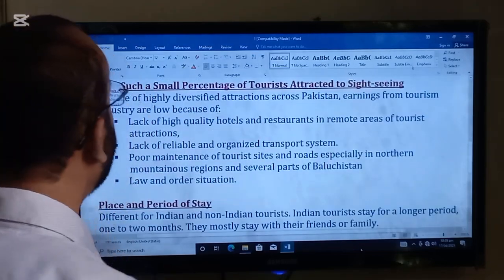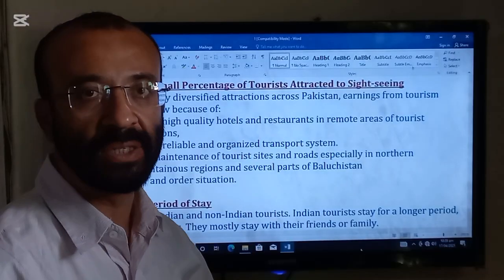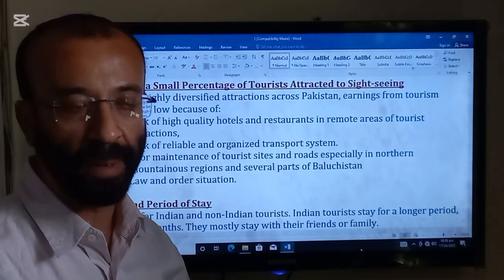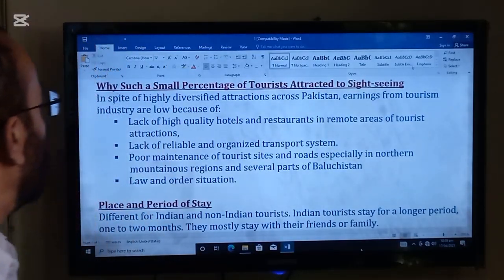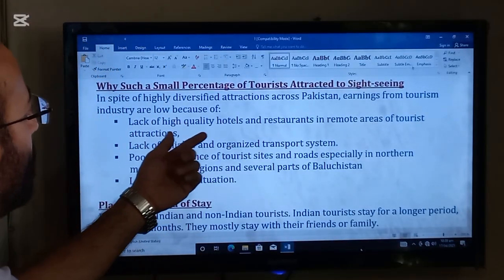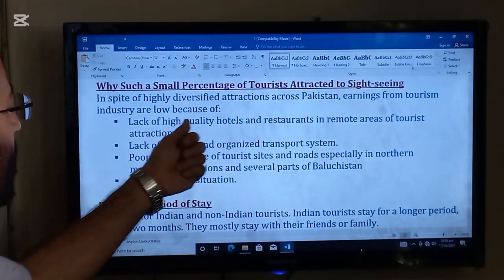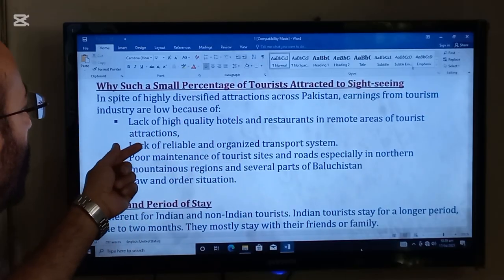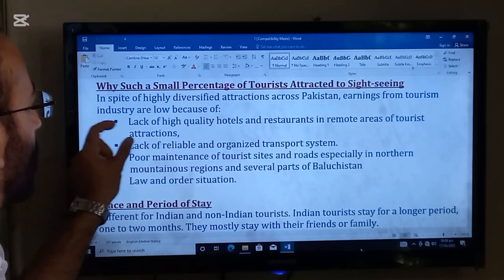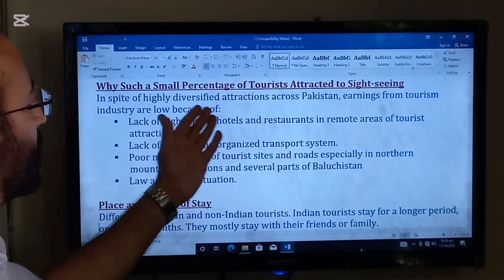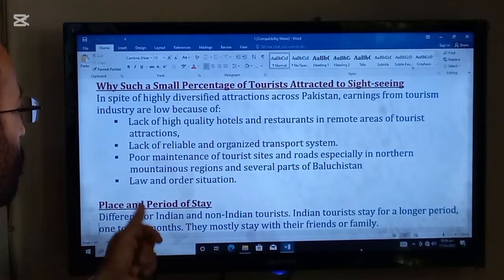Next point is why such a small percentage of the tourists are attracted to sightseeing, because you have just read that only 13.5% of the tourists coming to Pakistan are for sightseeing tours. So in spite of the highly diversified attractions across Pakistan, earnings from the tourism industry are low because of, number one, lack of high quality hotels and restaurants in remote areas of tourist attraction. So this is the first reason. That's why a small percentage of tourists are attracted to sightseeing in Pakistan, because facilities are of very poor quality.